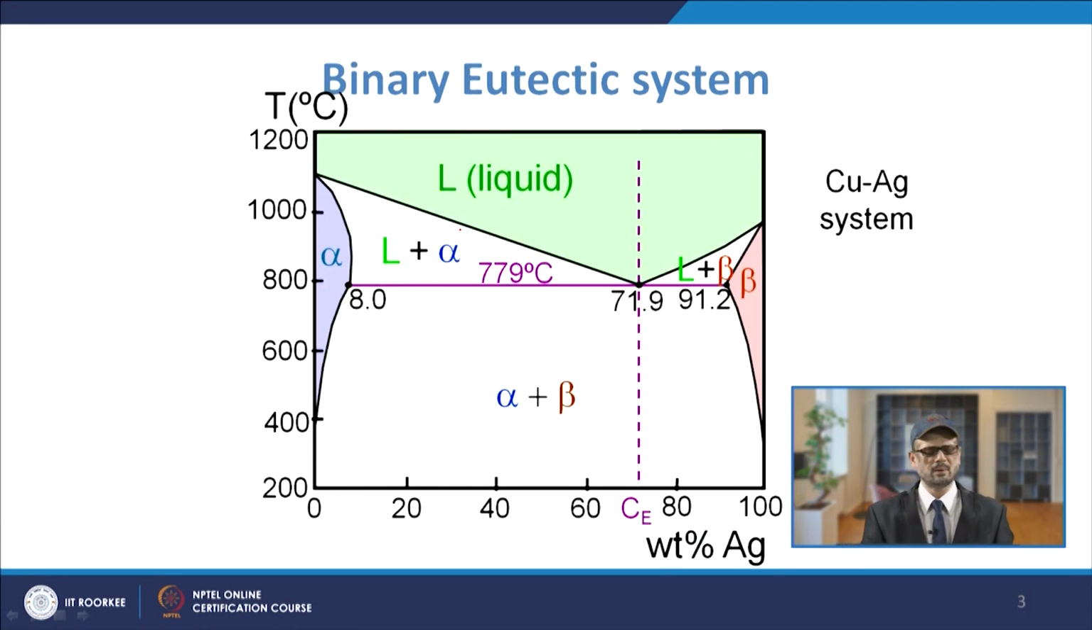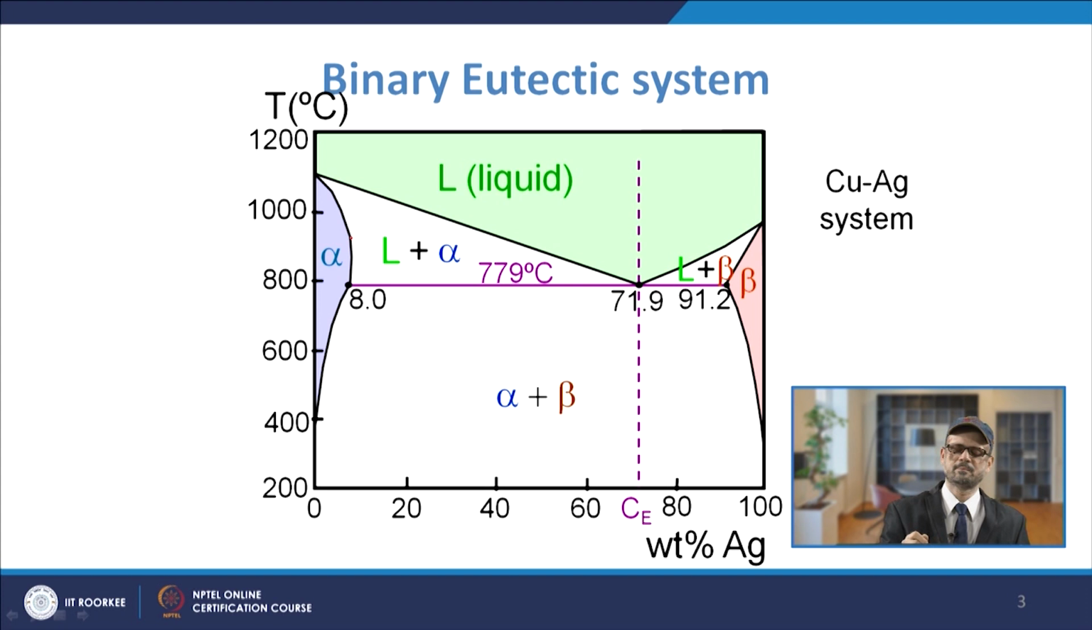Now suppose we come to the binary eutectic system. In the case of a binary eutectic system, we are talking about the copper silver system, and what you see in such cases is that this is your alpha.